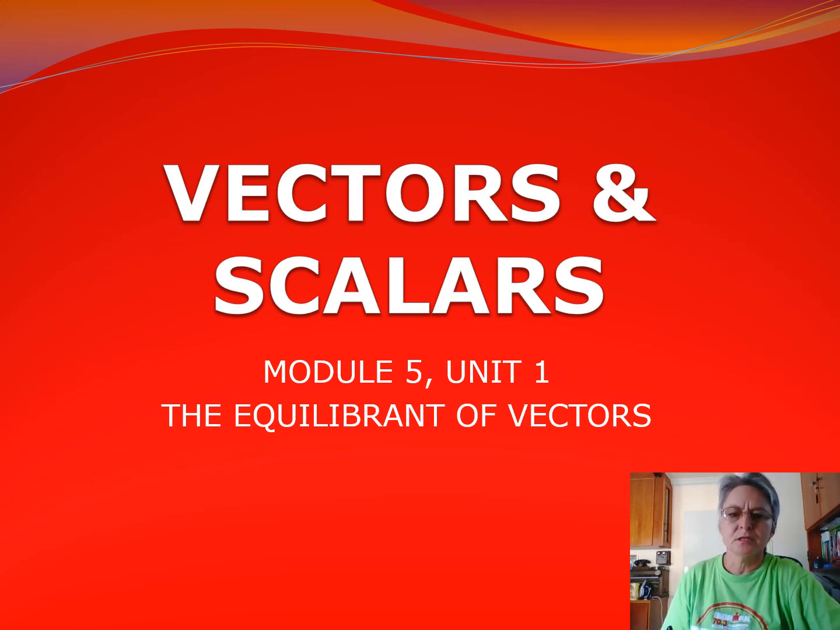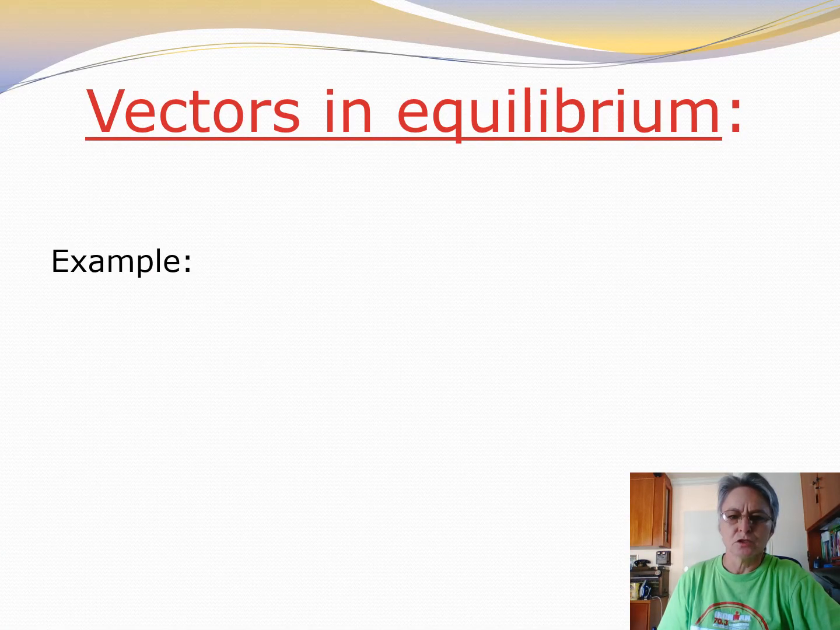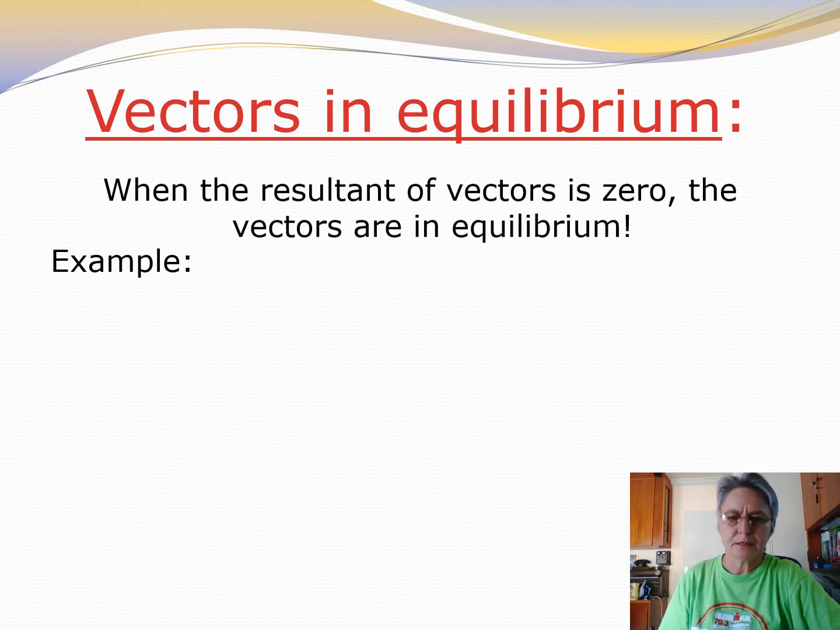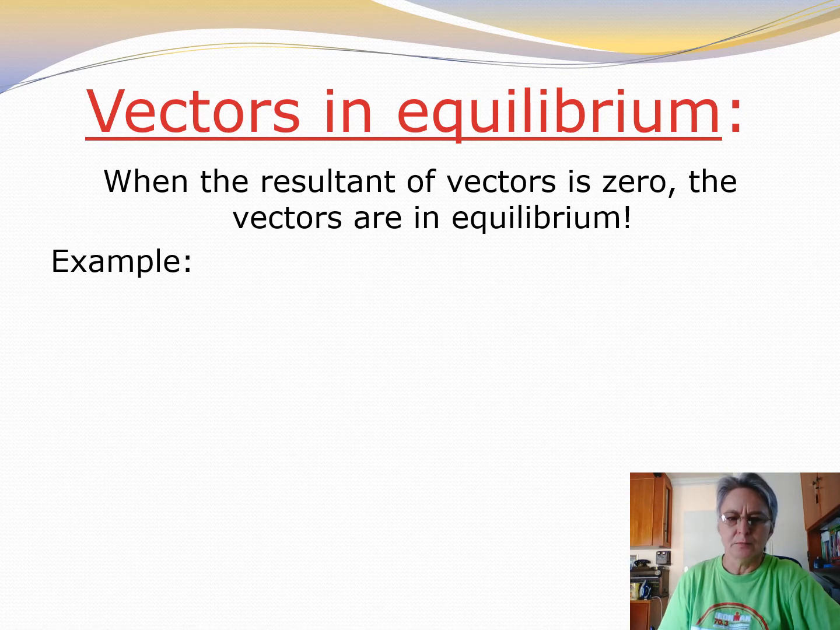Welcome back. This is the last vector addition video, and I'm going to discuss the equilibrant of vectors. So when will vectors be in equilibrium is the big question. They are in equilibrium when the resultant vector is 0. So let's look at an example.